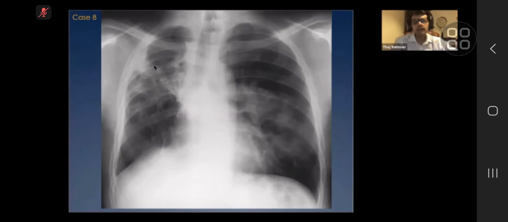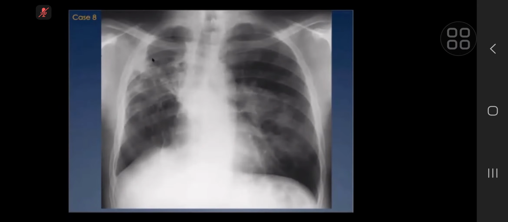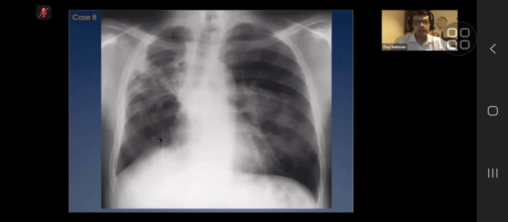Now, the lung is undergoing a scarring process. You know that, isn't it? Yes. The lung is, the hilum is pulled up. I can see linear strands here. So this is undergoing a scarring process. Now, is the scarring process an interstitial fibrotic process, or is it a parenchymal destructive process?